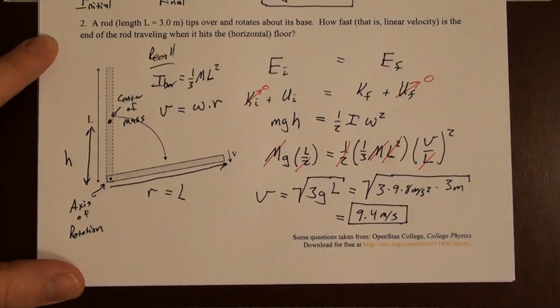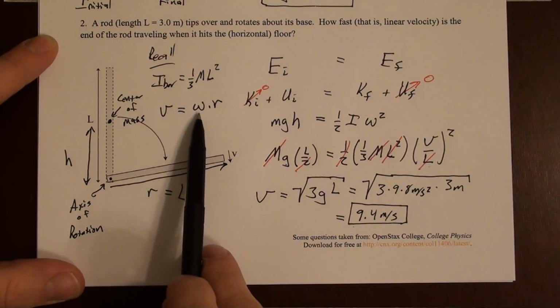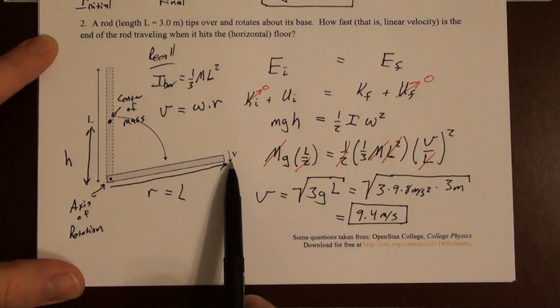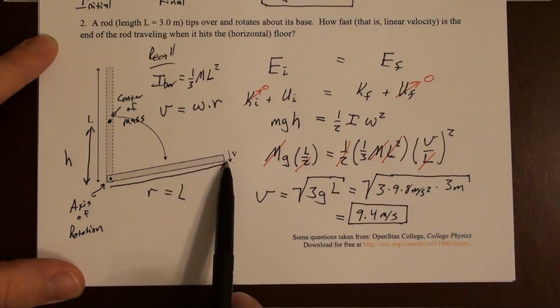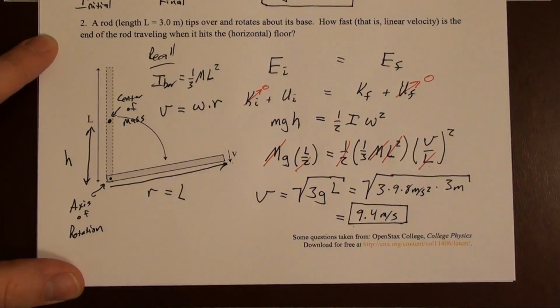So we can ask, is that reasonable? Well, this is a 3-meter rod, so it's pretty long. So even small omegas will result in fairly large velocities at the very tip of this. So yeah, this is probably not unreasonable for when this thing hits the floor.